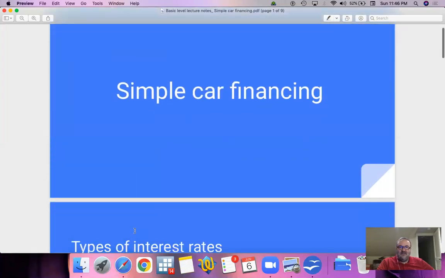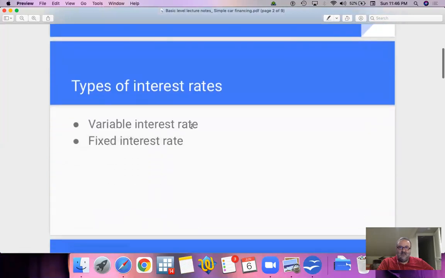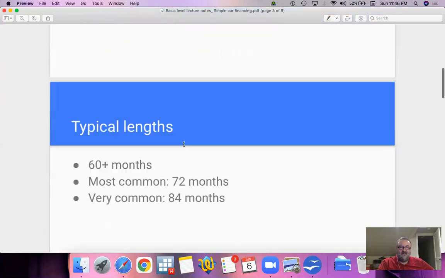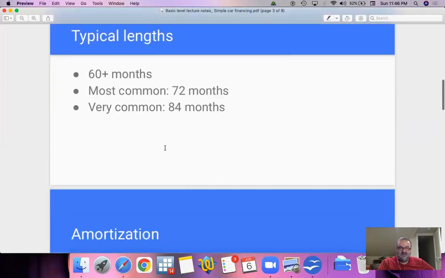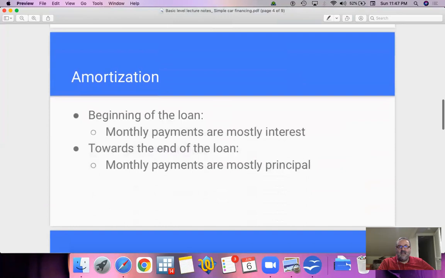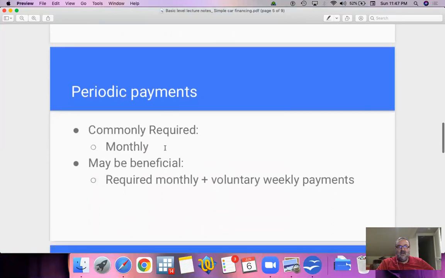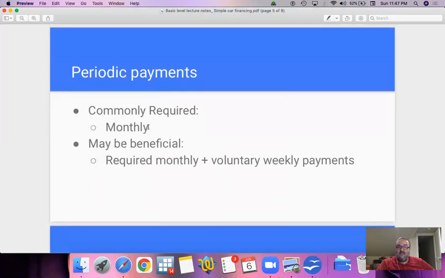So we talked about simple car financing. There are variable interest rates or fixed interest rates. They are usually 5 years plus, or 6 or 7 years are very common. At the beginning of the loan, you actually pay pretty much interest and not the principal. And then towards the end, you actually end up paying the principal down. It's very common to pay monthly payments, although you could actually pay more frequently.